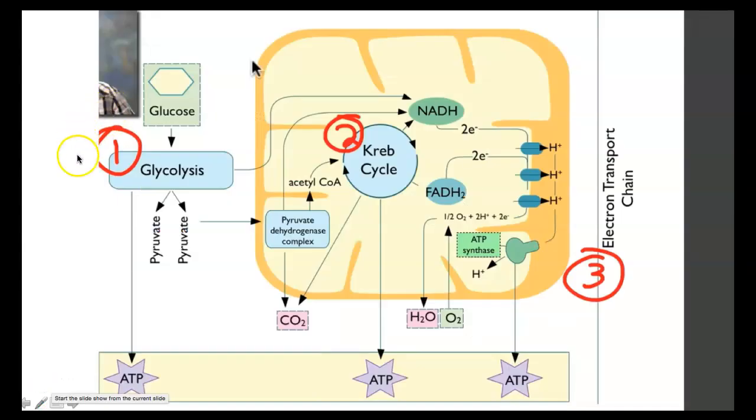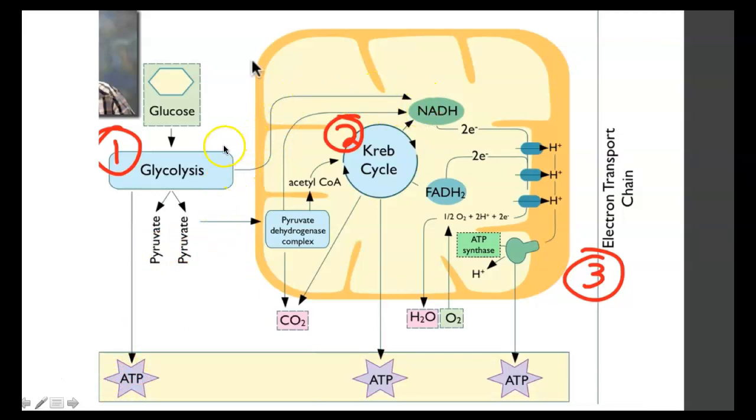Alright, so we just got done talking about glycolysis, and remember, in glycolysis we start with 1 glucose molecule and split it into 2 molecules of pyruvate. Those molecules of pyruvate consist of 3 carbons. And at the end of glycolysis, what do we produce? We produce 2 molecules of pyruvate, 2 molecules of ATP, and 2 molecules of NADH.